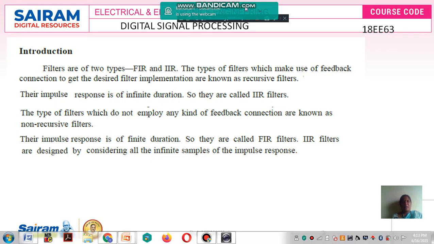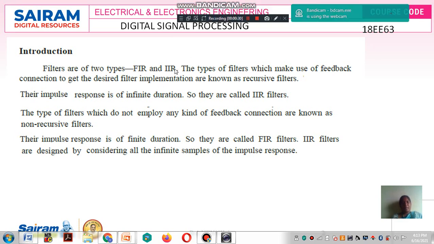We have already discussed FIR filters. Filters are of two types: one is the FIR filter, the other one is the IIR filter. In the last session we discussed FIR filters.